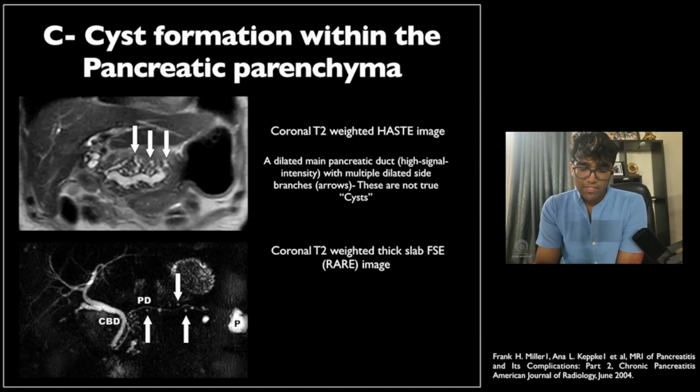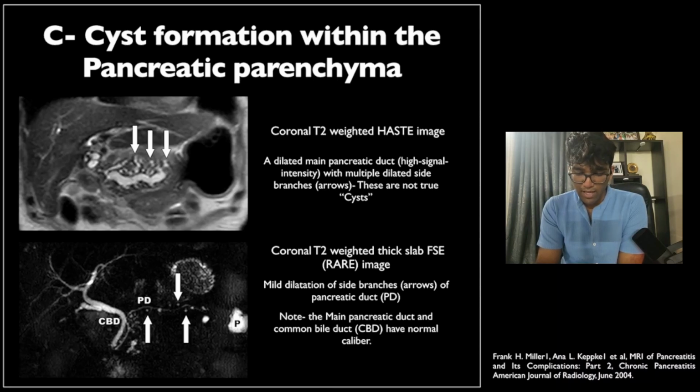Again, the next image is a coronal T2 weighted thick slab fast spin echo, also called a RARE image. Some manufacturers call it a turbo spin echo image. We'll get to the details of that later. There's mild dilatation of side branches of the pancreatic duct, again shown by the arrows, and the main pancreatic duct and the common bile duct have normal contours. The cysts near the main pancreatic duct here are in continuation and are likely dilated side branches.